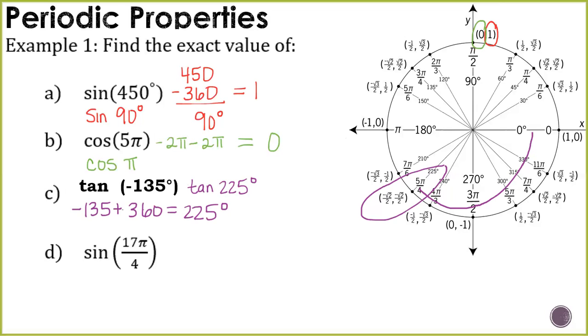And to find tangent, we have to divide sine by cosine. For our 225, the cosine is negative root 2 over 2, and the sine is negative root 2 over 2. So when you divide them, you get a positive 1.